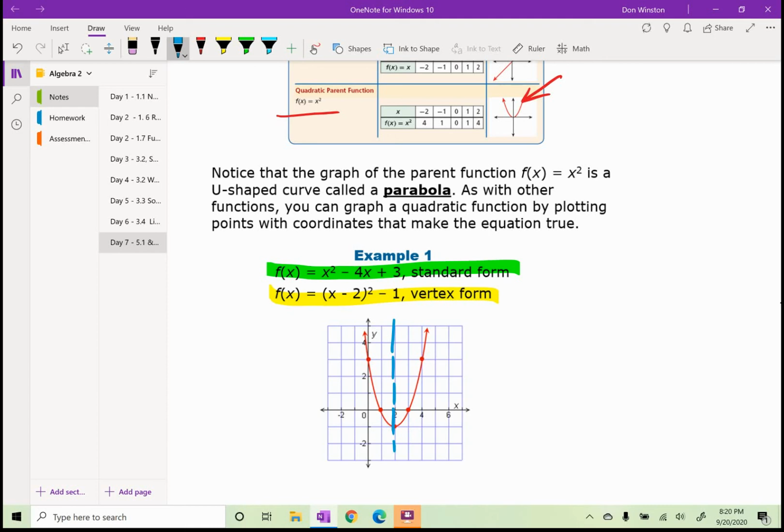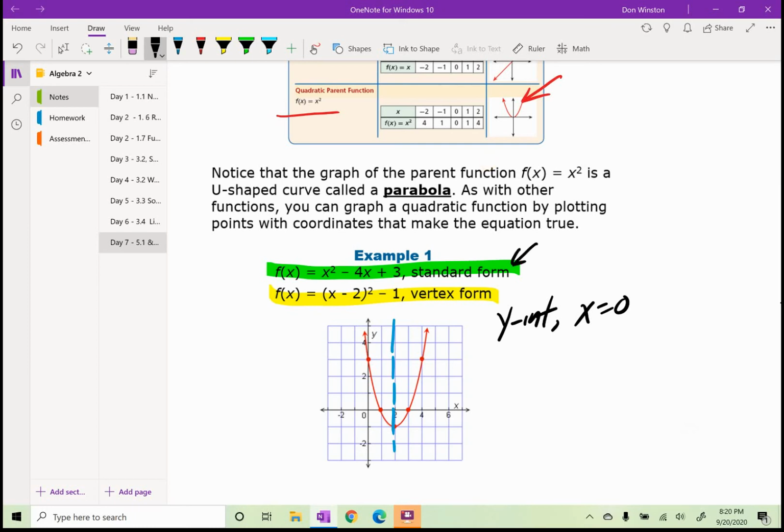Some things we'll have to be worried about. As we go to graph, it's always nice to be able to graph particular points. One point we'll be concerned about is the y-intercept. The y-intercept is when x is equal to 0. To recall, the y-intercept is when x is equal to 0. So if I were to find the y-intercept, I'll use the standard form.